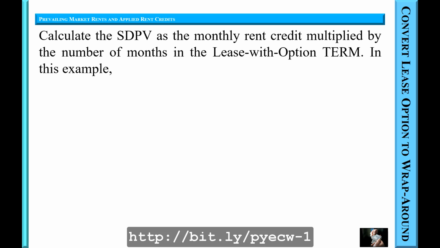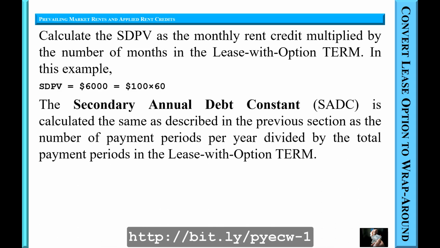Calculate the SDPV as the monthly rent credit multiplied by the number of months in the lease with option term. In this example, SDPV equals $6,000, equals $100 times 60. That is your secondary debt present value. The secondary annual debt constant, SADC, is calculated the same as described in the previous section as the number of payment periods per year divided by the total payment periods in the lease with option term.